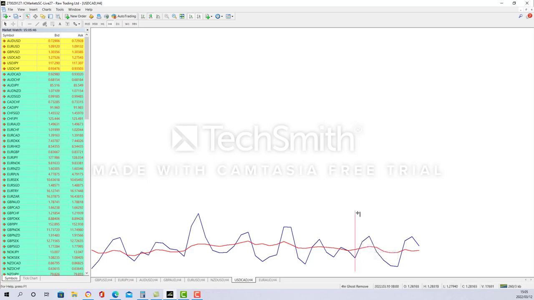So if I just draw a line there, you can see in this block here that it will show the time. So that was 8 o'clock in the morning. The momentum is very low. The next one is 12 o'clock. So 12 o'clock to 1600, there's momentum. It crossed above this line.